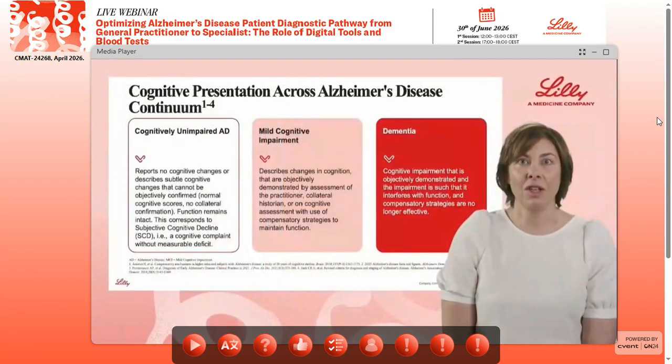The important thing, though, about mild cognitive impairment is that there is objective change noticed. And that's noticed by family members, by the clinician, and in the cognitive assessment tool that we use.